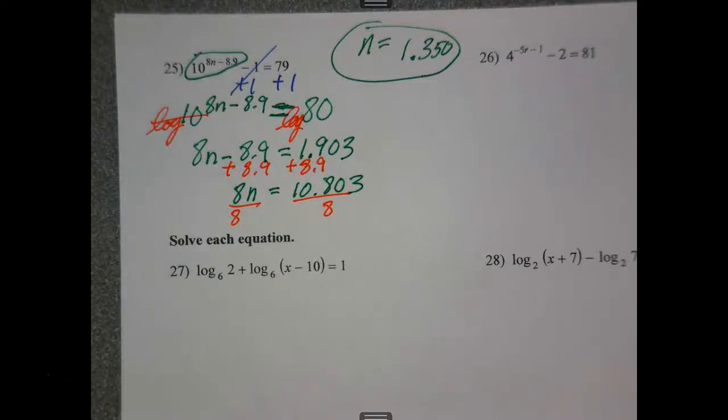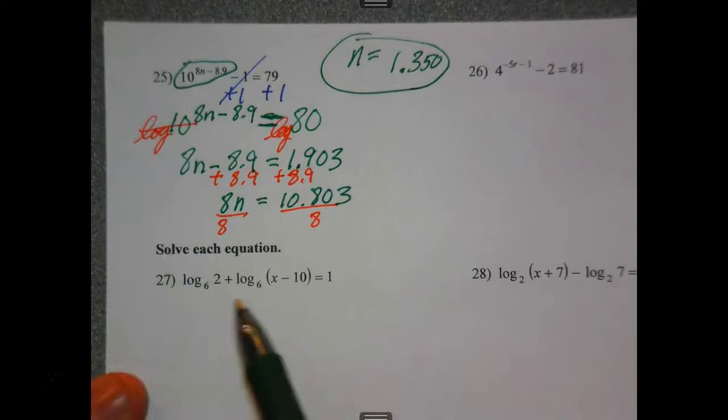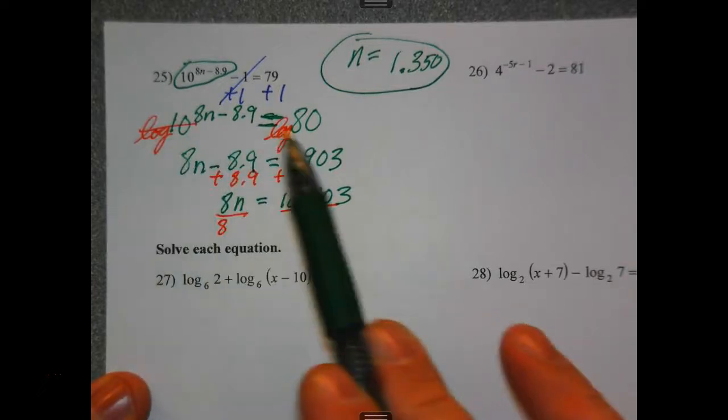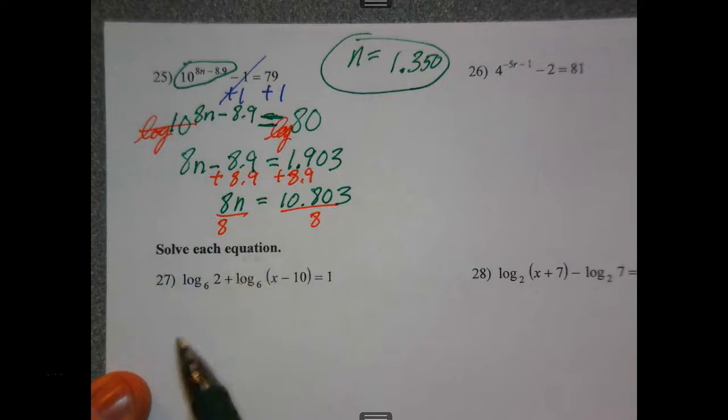And the last section, 7.5b, we're solving logarithmic equations, right? So instead of taking the log of both sides, we're going to exponentiate both sides, right?